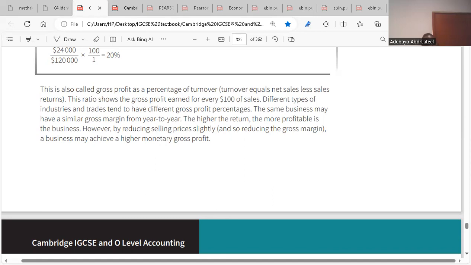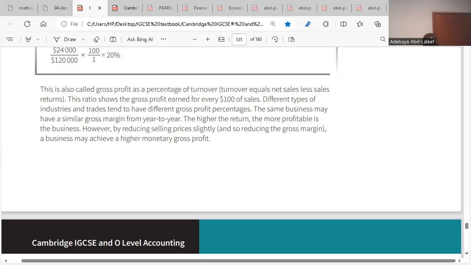How do you get your capital employed? Your capital employed is your capital, that means owner's equity, plus non-current liabilities. That's for return on capital employed.